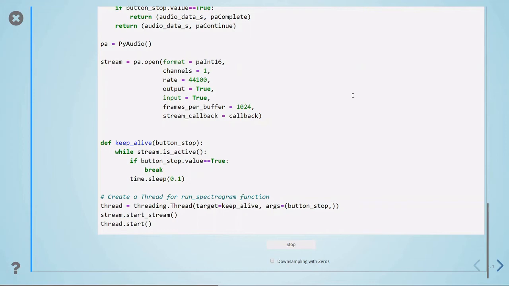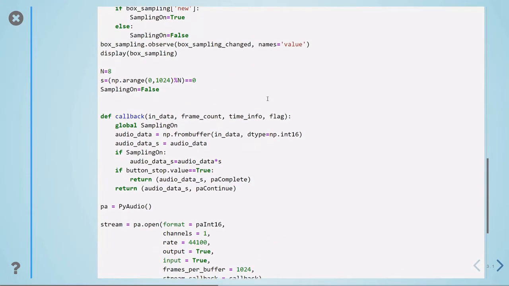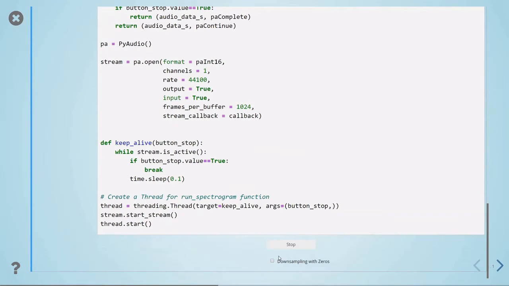So now we are going to turn on the downsampling with zeros by a factor n equal to 8. And now we have the downsampled version with the zeros on.